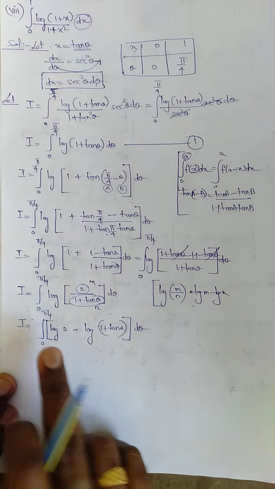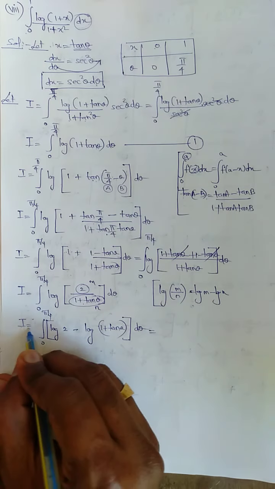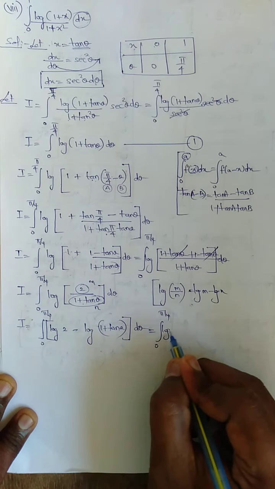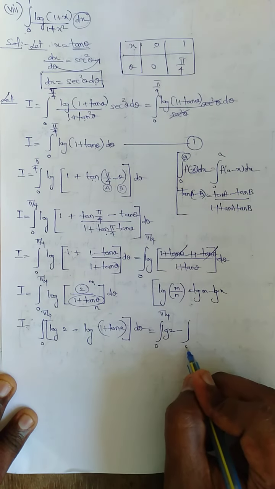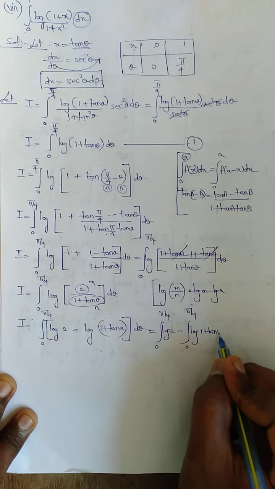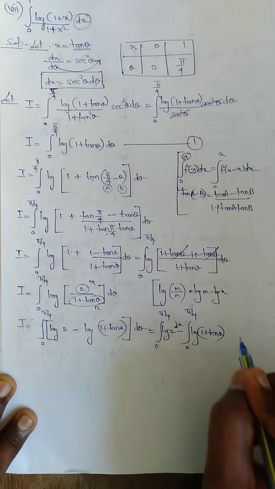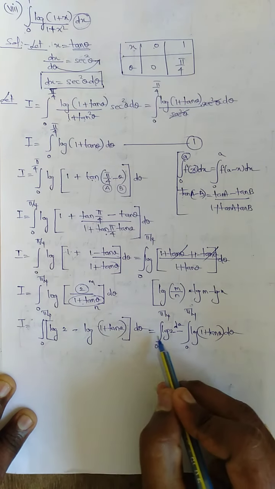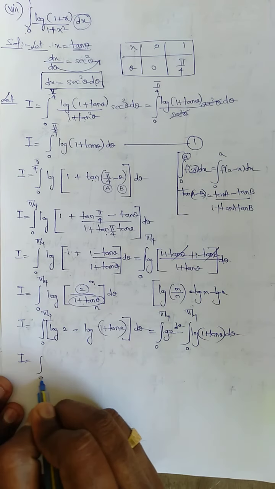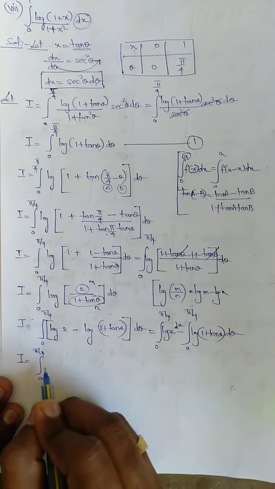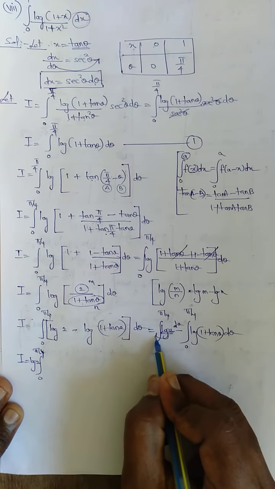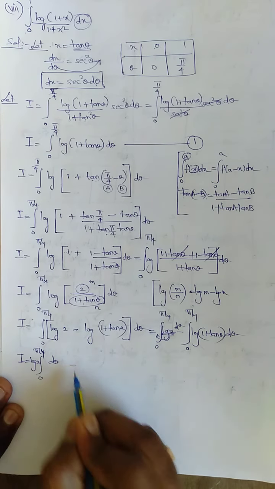Now I am going to separate the limit here. How am I going to separate? I is equal to integration of 0 to pi by 4 log 2 minus integration of 0 to pi by 4 log 1 plus tan theta. D theta is common for both, so I put d theta here also. I is equal to 0 to pi by 4 log 2. Log 2 is constant, put outside. D theta alone present here, minus.